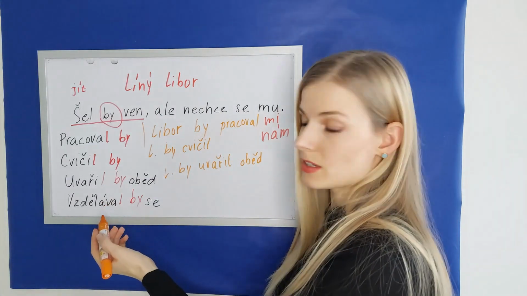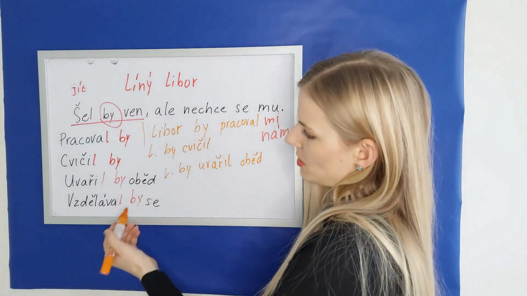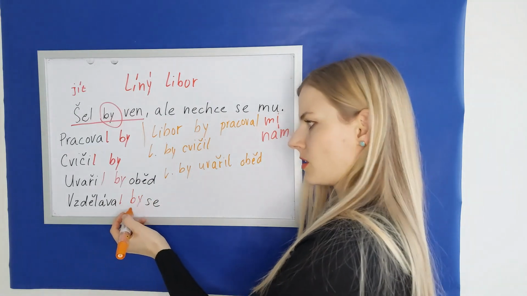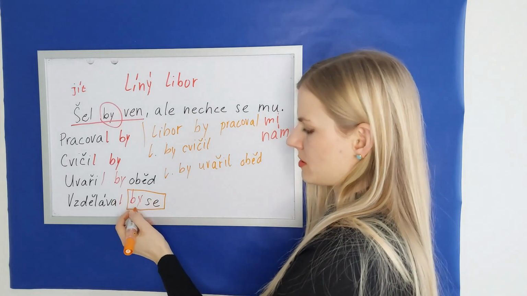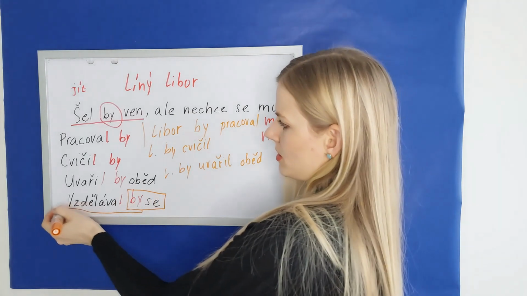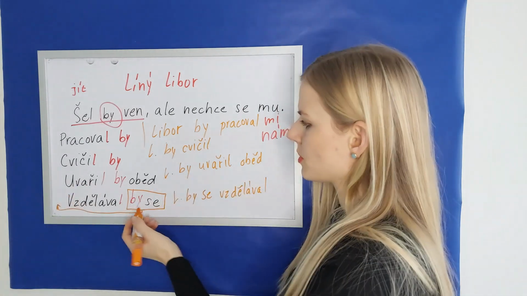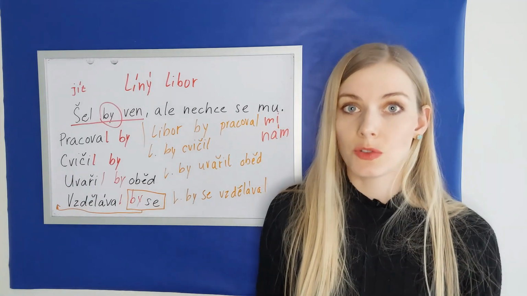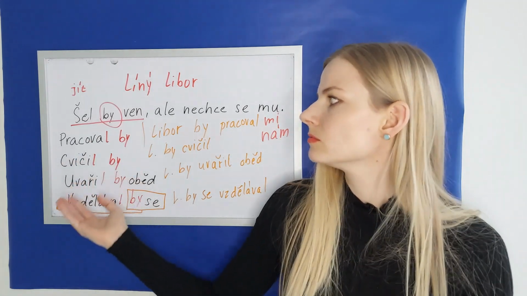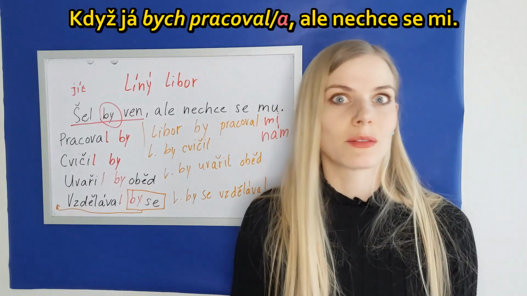And this one is a little bit more tricky. Bise don't want to be separated. They are friends. So they stay together like this. They move as one Lego piece. And they go here. Libor by se vzdělával. The same thing would be if you talk about yourself and you start by já. Když já bych pracovala, ale nechce se mi.